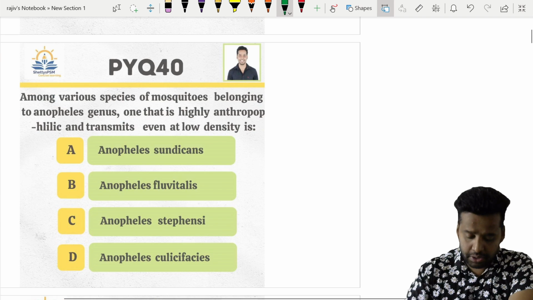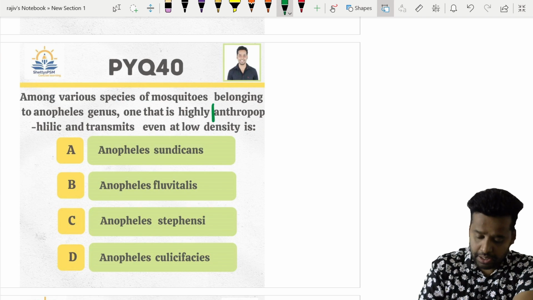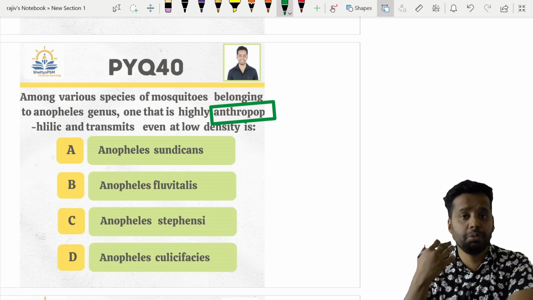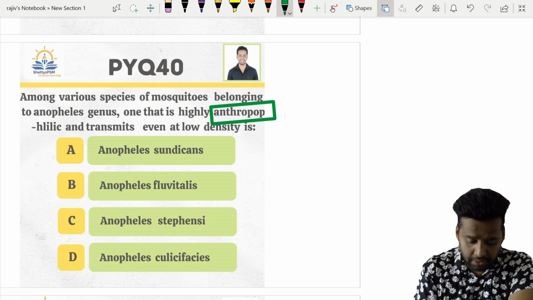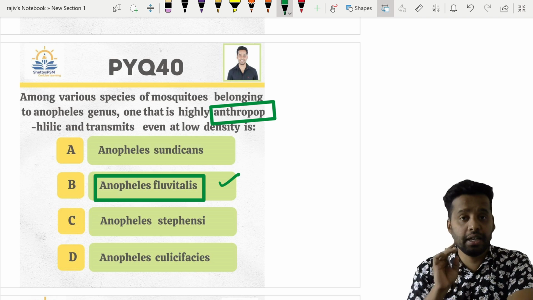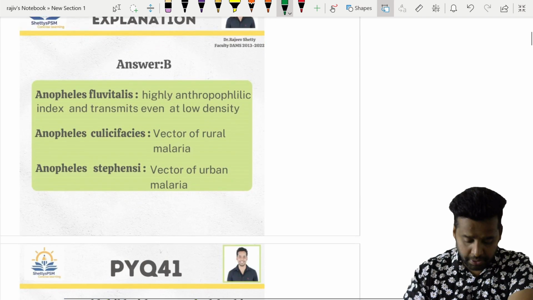Which of the following species of Anopheles is highly anthropophilic? Means even in low density it can infect human beings like anything. The answer is Anopheles fluviatilis. Very important. It is the highly anthropophilic species.